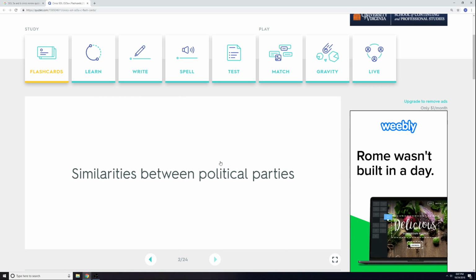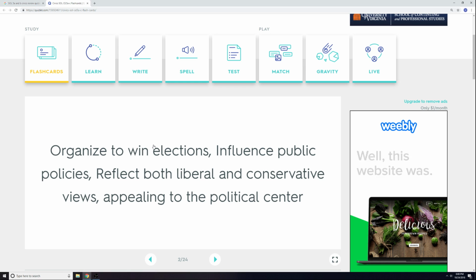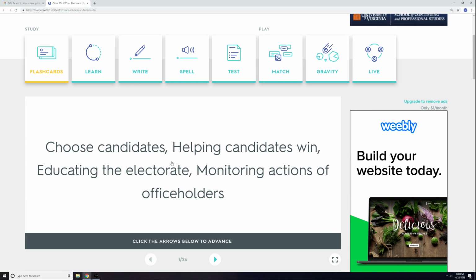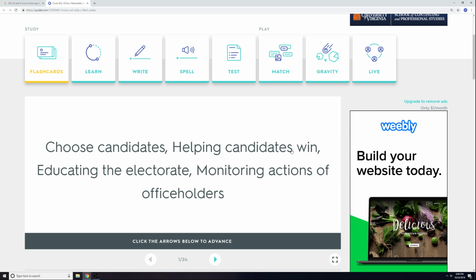Similarities between parties. Okay, and we're going to do our little review questions at the end, so that's why I'm not worried about this. So we have similarities. We got organized to win again, trying to make it a win. And the first one, I don't really like it where it says helping candidates win. How do they help them win? This is one more function. Instead of saying helping candidates win, whoever made this quiz could have done a little better job by saying what? They help them with what? How do they help them win?